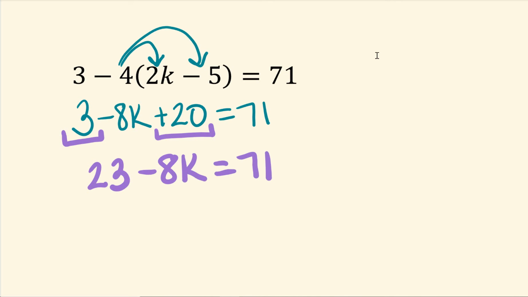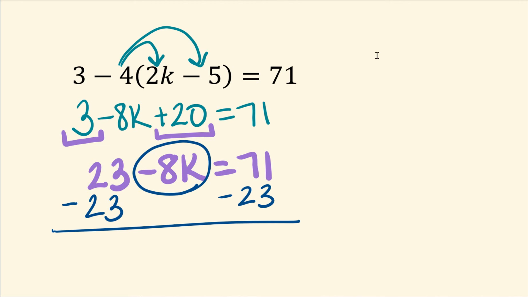All right, from this point, I like to use my circle of don't touch, which in this case is my negative 8k. So I'm going to circle that, and I have to get rid of what is outside that circle, which in this case is that positive 23. So the inverse of that is to subtract 23 from both sides. Whatever you do to one side of the equal sign, you've got to do to the other. 23 minus 23, those are going to eliminate.